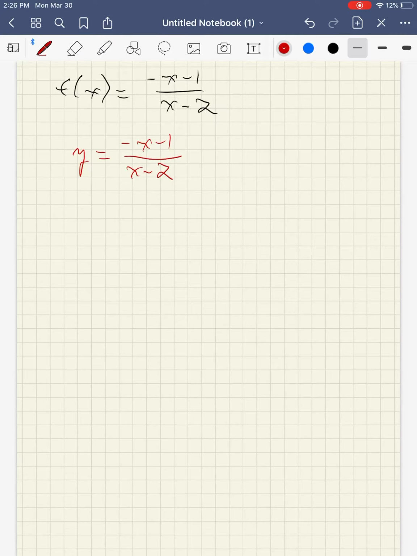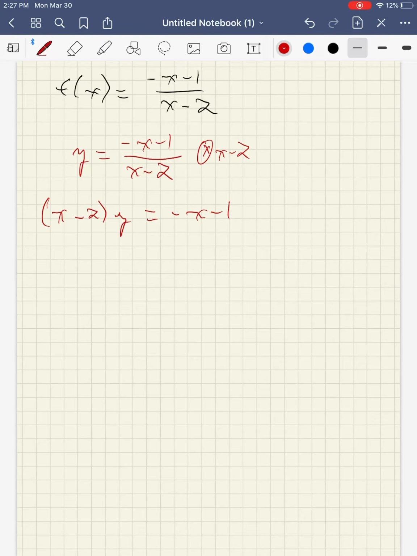What I want to do is solve for x. Okay, so I want to end up with x equals something in terms of y. So I'm going to do some things. I may not be clear where I'm going, but I know what I have to do. I'm going to multiply both sides by x minus 2. So that gives me x minus, whoops, look at error. Gives me x minus 2 times y equals negative x minus 1.